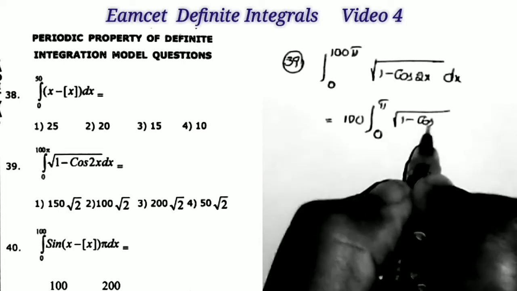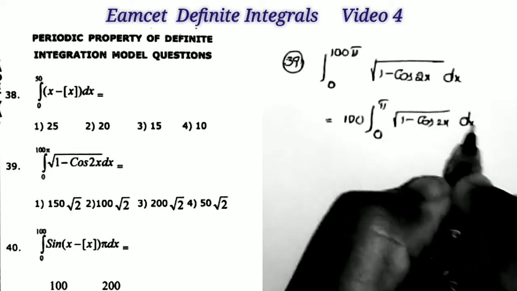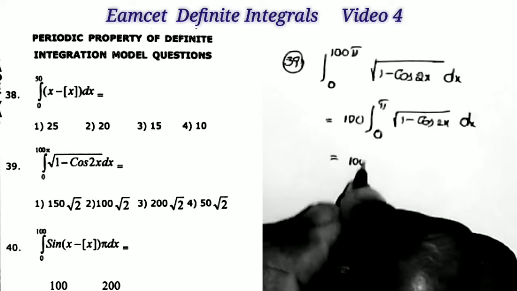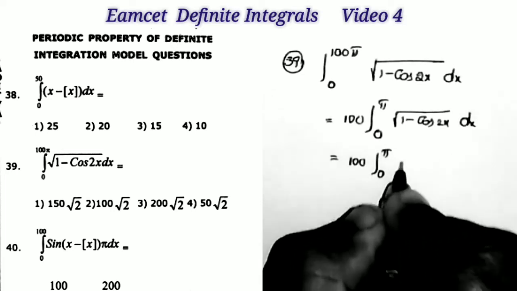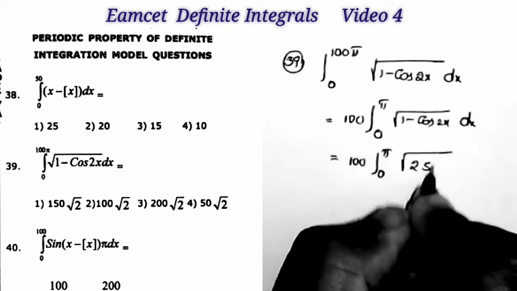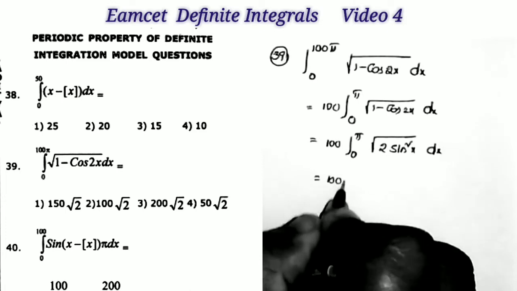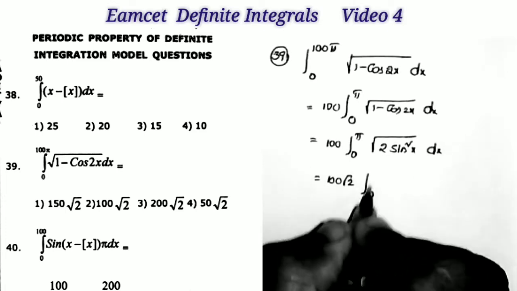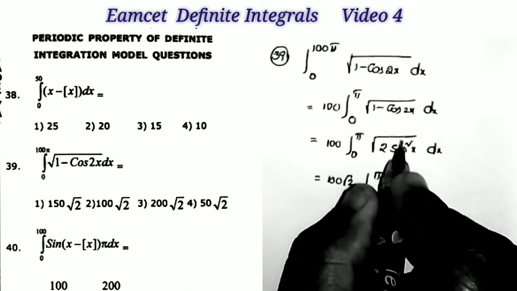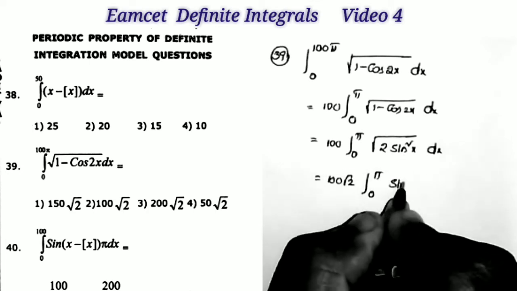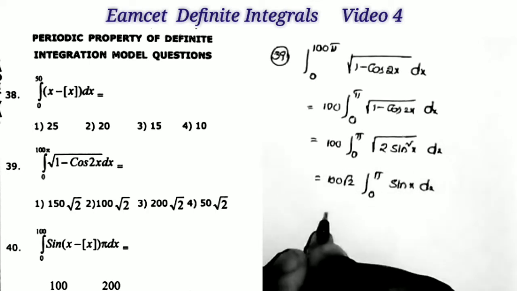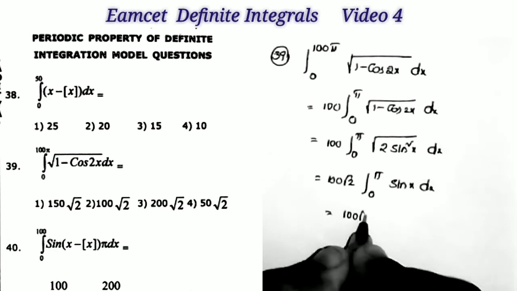Now we have to take the integration of this quotient. What is the formula for 1 minus cos 2x? 1 minus cos 2x is equal to 2 sin square x, so square root of 2 sin square x, where 100 into root 2 is the constant. Taking the constant before the integration, the remaining value is square root of sin square x, that is equal to sin x dx. And what is the integration of sin x? The integration of sin x is equal to minus cos x.